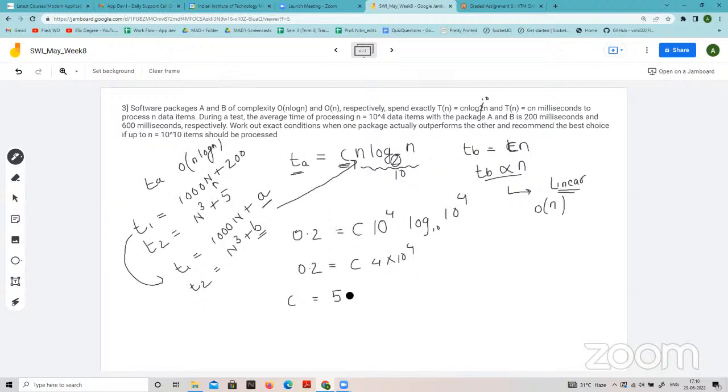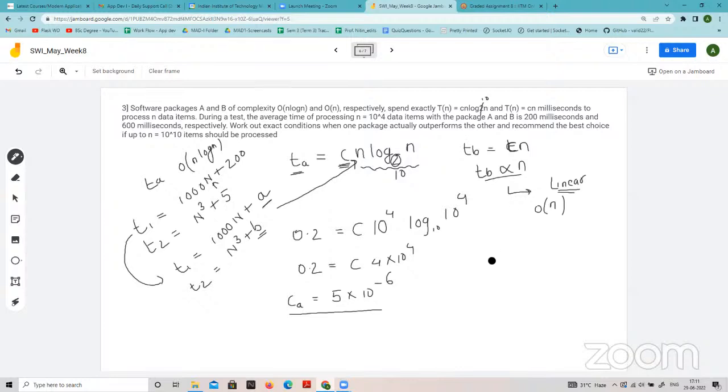So you can write it as 5 into 10 raised to power minus 6. Okay, let me cross check. Yeah, so it is 5 into 10 raised to power minus 6. So this is C for TA, I mean this function. Okay, so I'll write just CA here. Similarly we'll do for this.